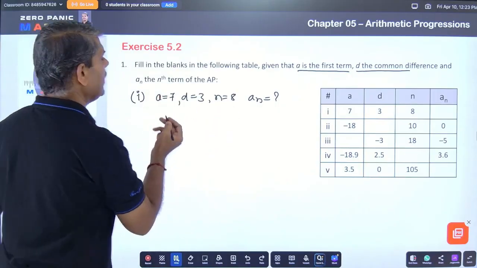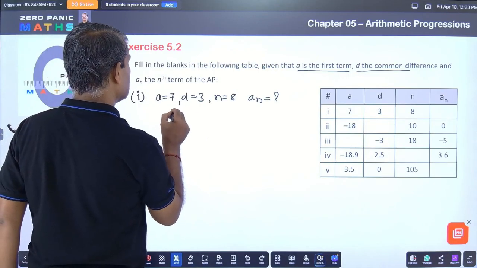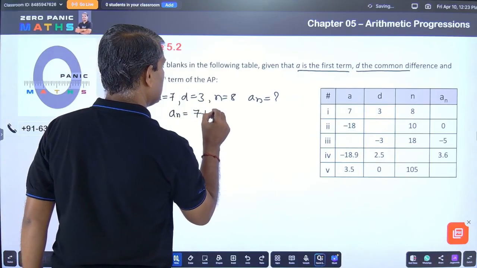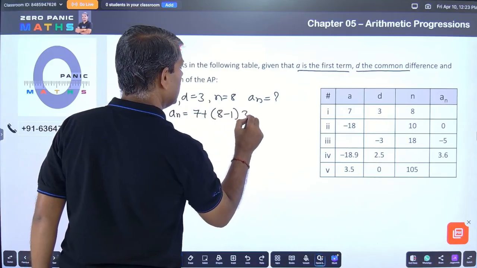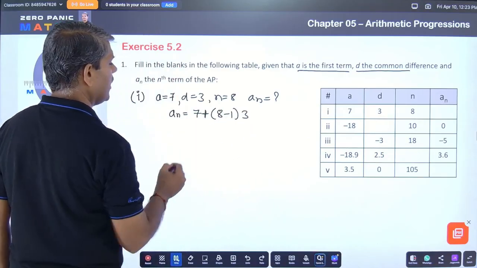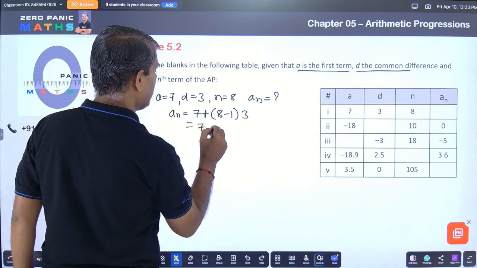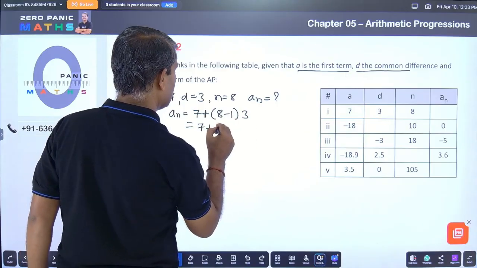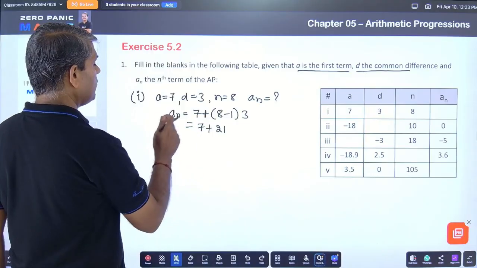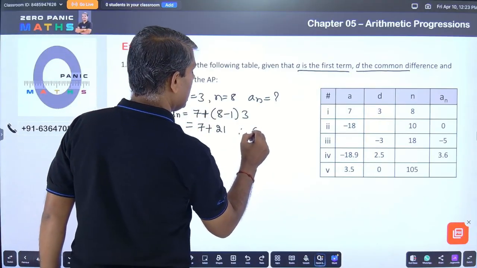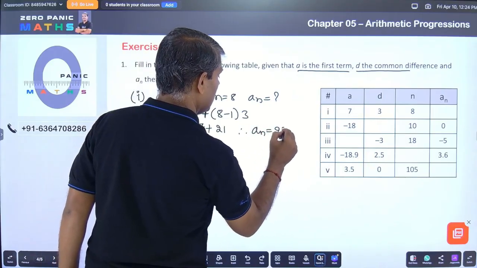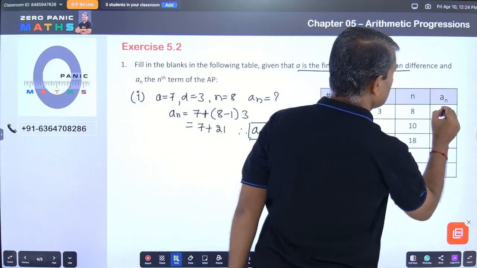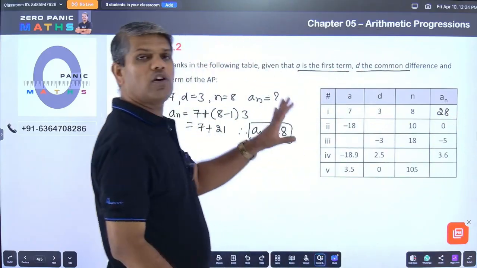Let us quickly resolve a_n. a_n is equal to a plus (n minus 1) into d. So it is 7 plus (8 minus 1), that is 7 into 3, that is 21. 21 plus 7, therefore a_n is equal to 28. You should substitute that in the first row. That is the solution for the first problem.